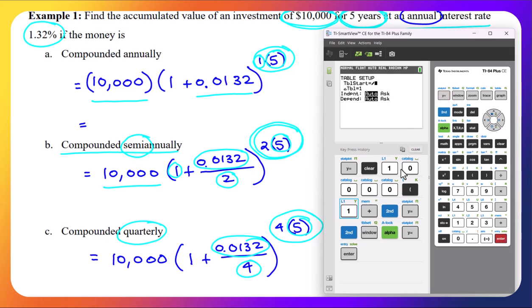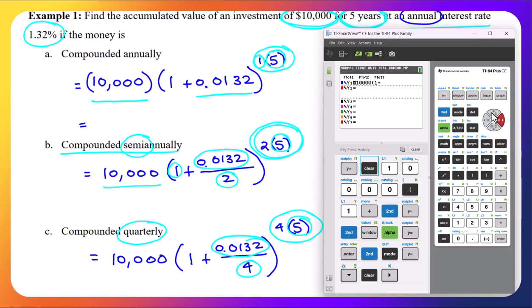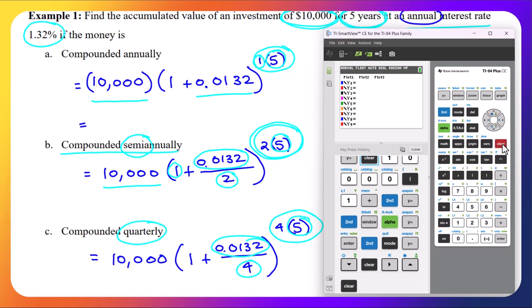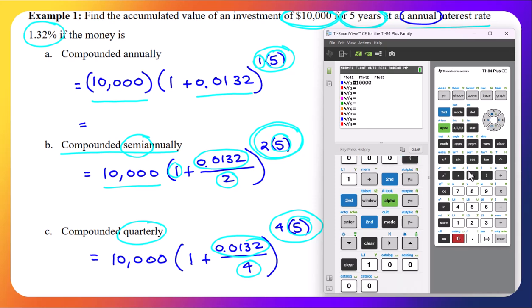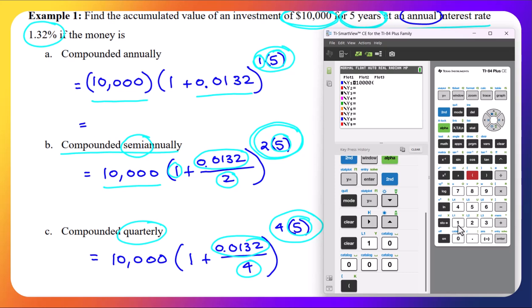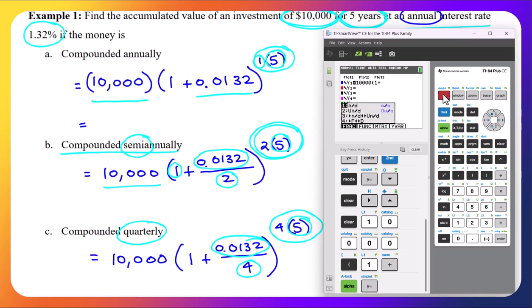Okay, let me do this. Let's start over again. So clear, second quit, y equals, and we'll have 10,000, parentheses, 1 plus alpha and F1. If I choose 1, I can make a nice fraction.